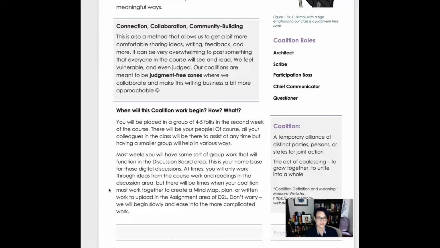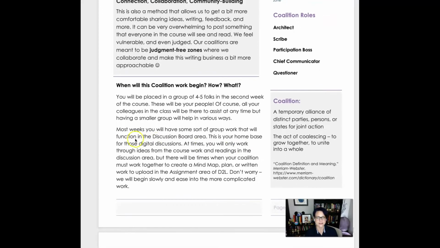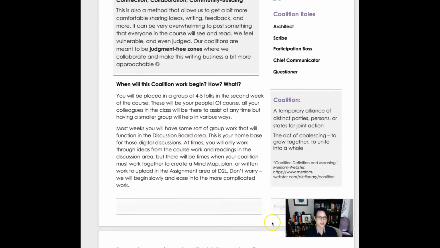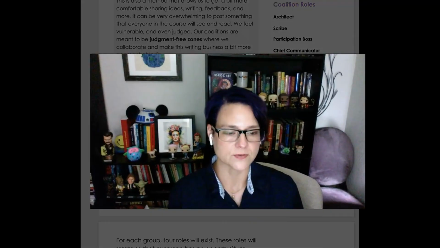The coalition work will begin after you're placed into small groups, sometimes 4, sometimes 5. It just depends on the count of the class. And there will be 4 to 5 roles, one for each person in that group. This is going to start the second week of the course. And it says here, most weeks you'll have some sort of group work that will function in the discussion board area, right? So this is your home base to post that information.